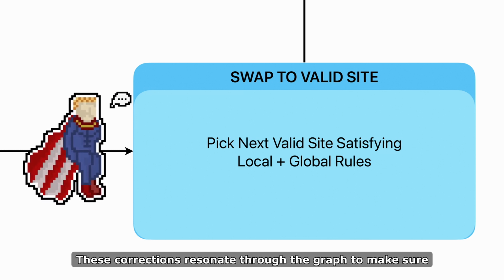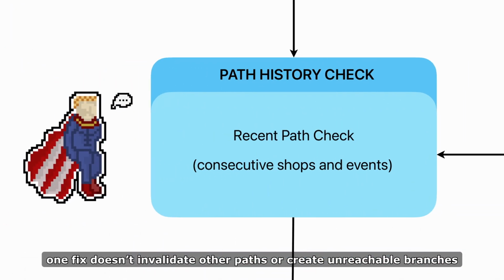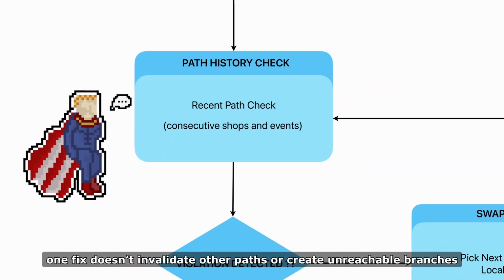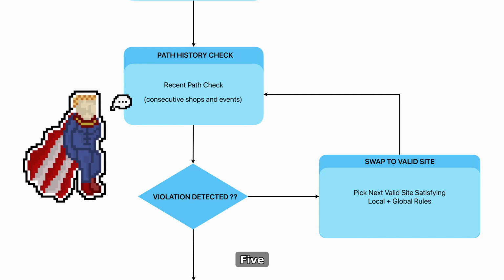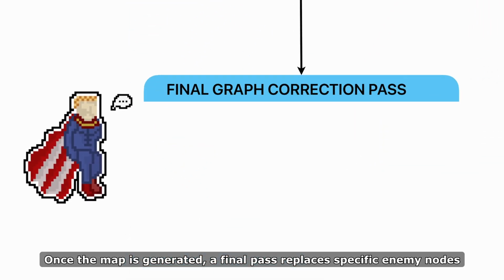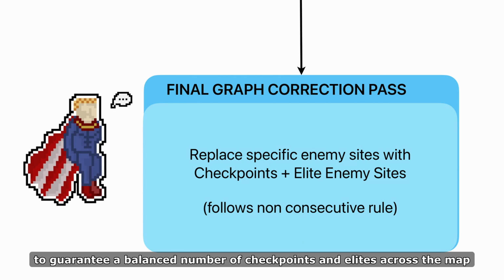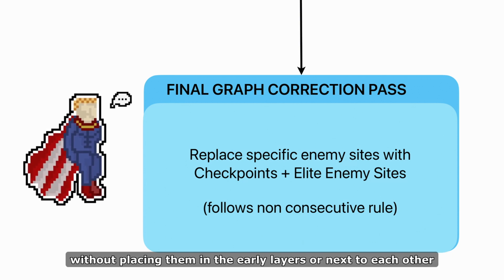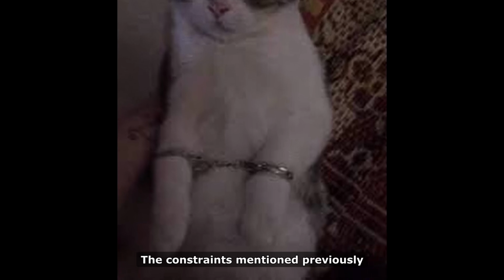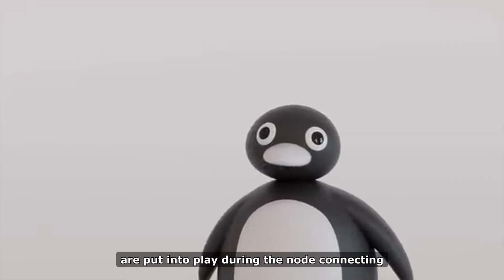4. These corrections resonate through the graph to make sure one fix does not invalidate other paths or create unreachable branches. 5. Once the map is generated, a final pass replaces specific enemy nodes to guarantee a balanced number of checkpoints and elites across the map without placing them in the early layers or next to each other. The constraints mentioned previously are put into play during the node connecting.